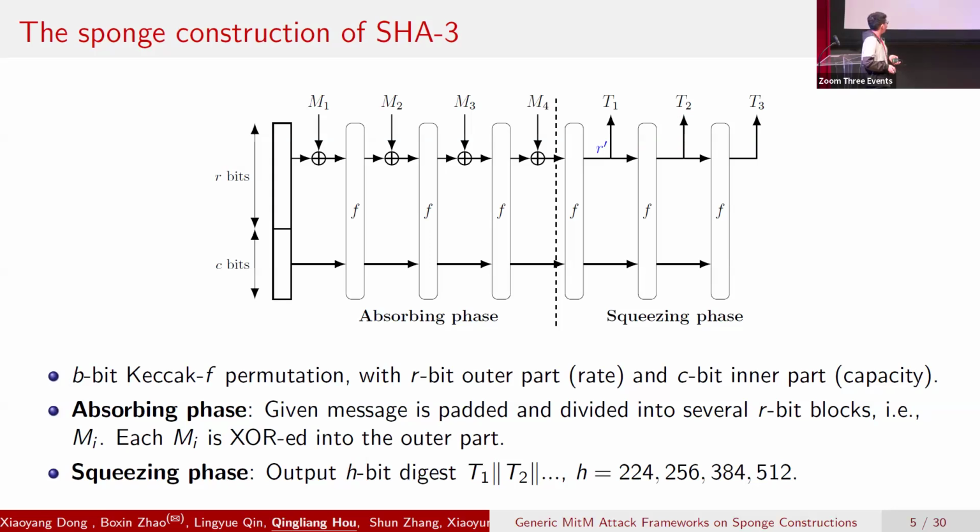Keccak uses a sponge for hashing purposes, and the sponge operates on a set of b bits with r bits as the outer part and c bits as the inner part. The r-bit outer part determines the rate at which message blocks are absorbed and digests are extracted. The c-bit inner part is an important security parameter for us to build a different attack framework.